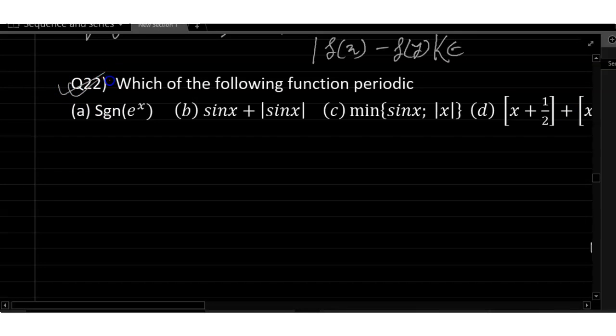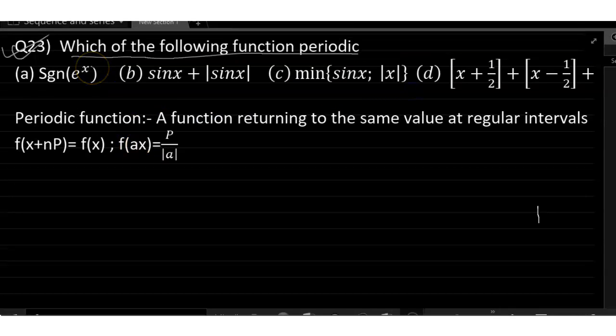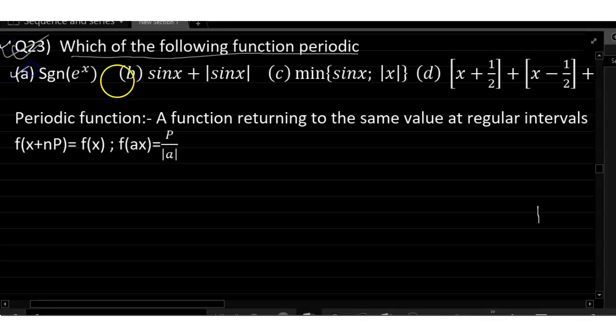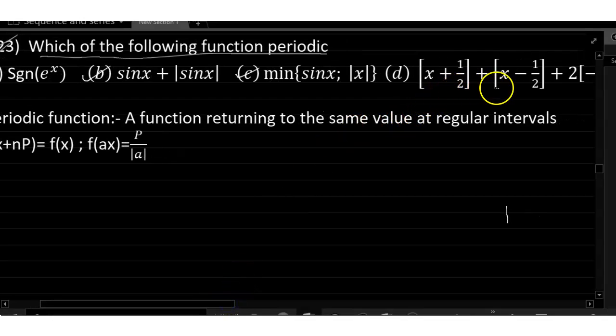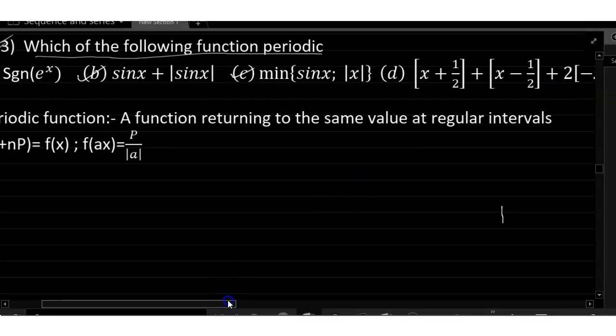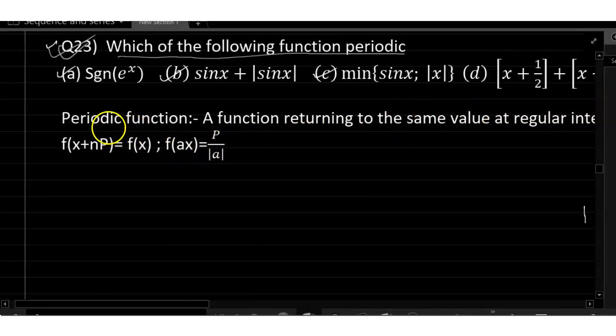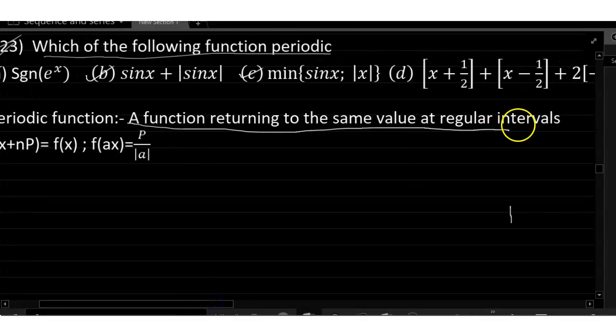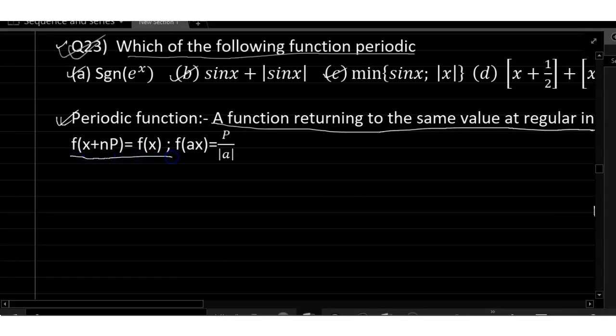So question number 22, which of the following functions is periodic? A, signum e to the power x; B, sin x plus mod sin x; C, min of sin x comma mod sin x; and D, x plus half plus x minus half plus 2 minus x, where brackets denote the integer part. So friends, now we have to learn what is a periodic function. A function returning to the same value at regular intervals, if f(x plus np) equals f(x), and the period of f(ax) is equal to p divided by mod a.